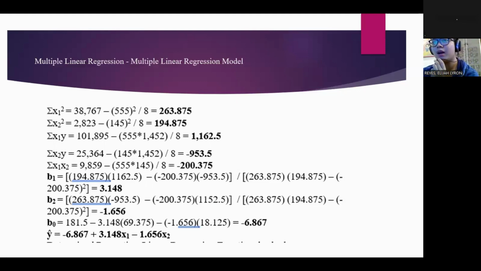Summation of x1y is equal to 101,895 minus 555 times 1452 all over 8 gives us 1,162.5. Summation of x2y gives us the final value of negative 953.5. Summation of x1x2 gives us negative 200.375. And then using the given values above, we then compute for b1, which will then give us 3.148.